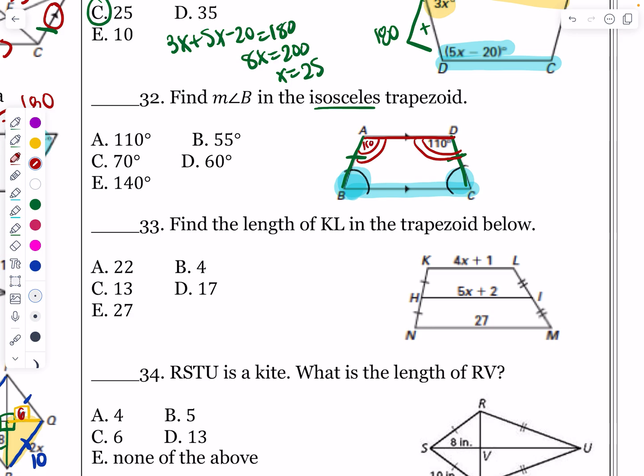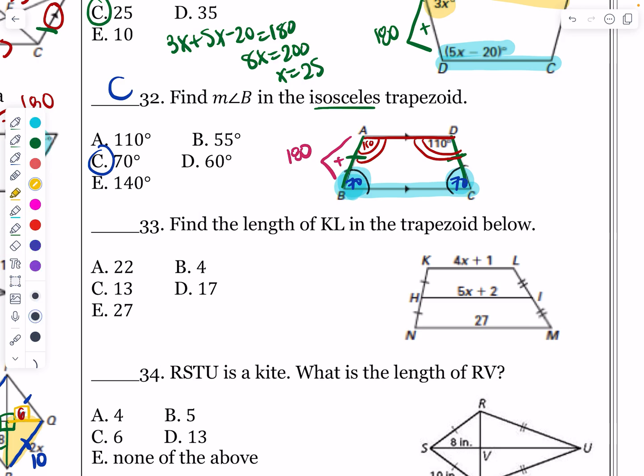And we want to find angle B. Okay, so now I know that these add up to 180. Those are same side interior angles, just like in a trapezoid. So what is 180 minus 110? That is going to give me 70 for this blue angle B. And that would be the same thing for angle C if it had asked for it.